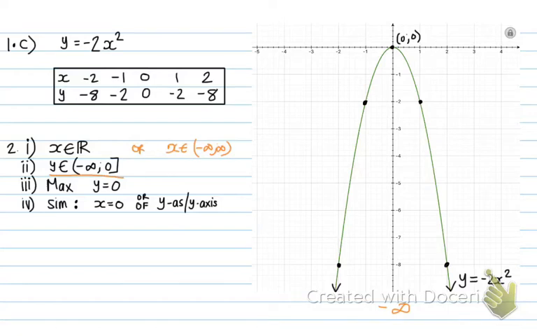Y is equal to 0. This graph has a maximum, not a minimum. And then the axis of symmetry is the same as for all of them, and that is the y-axis or the line x is equal to 0.